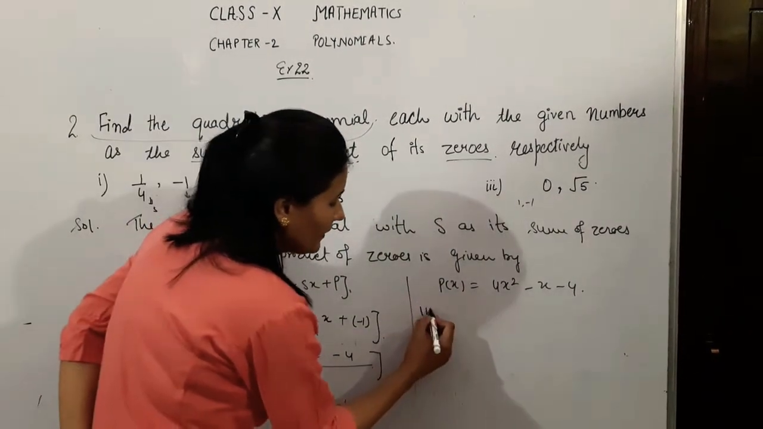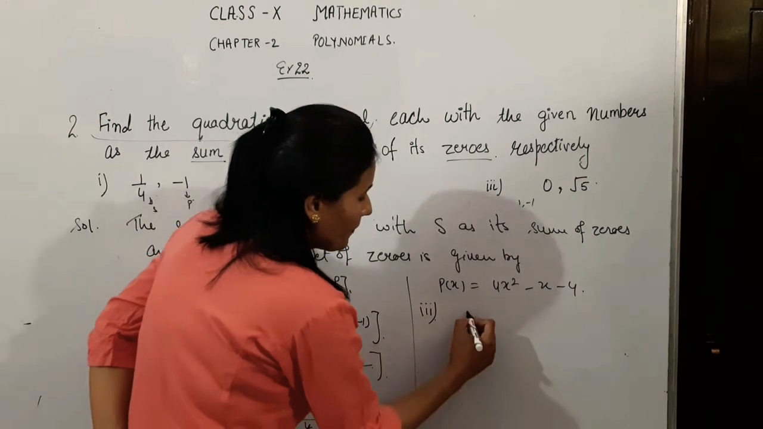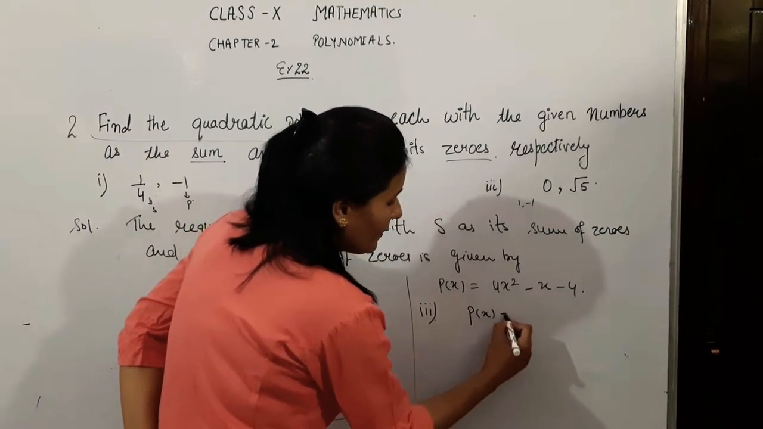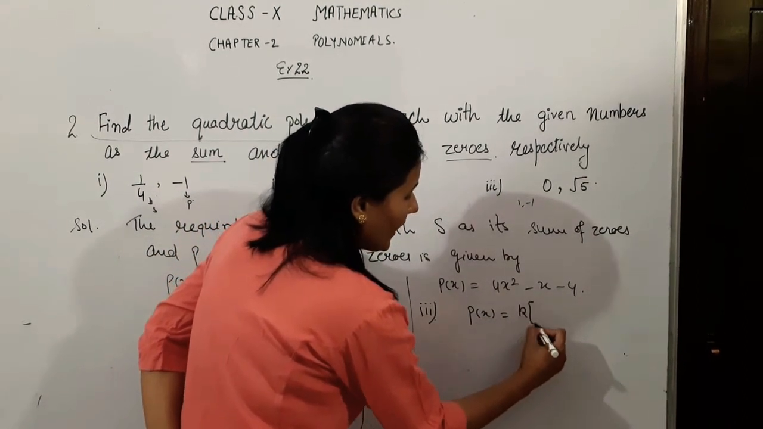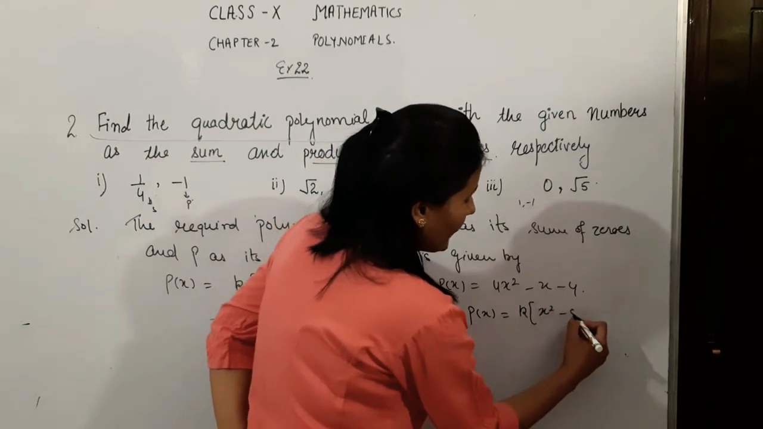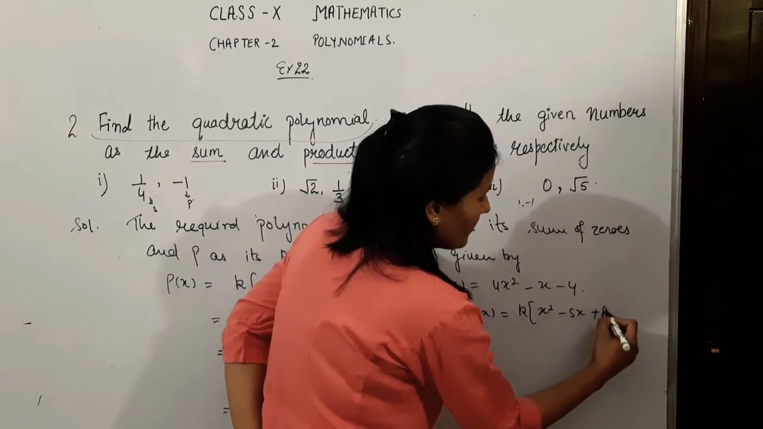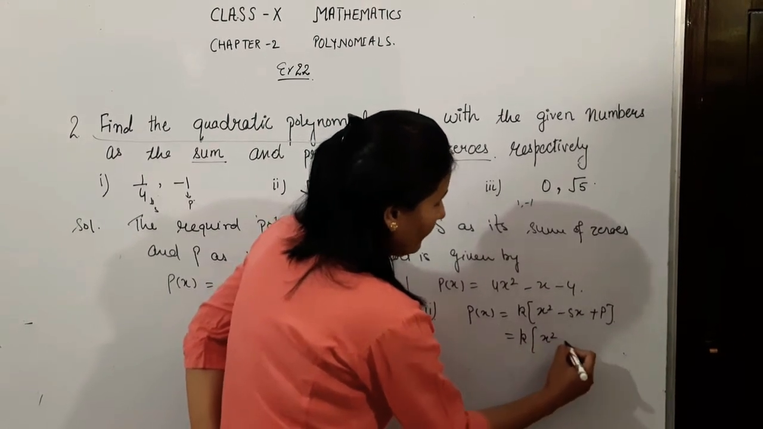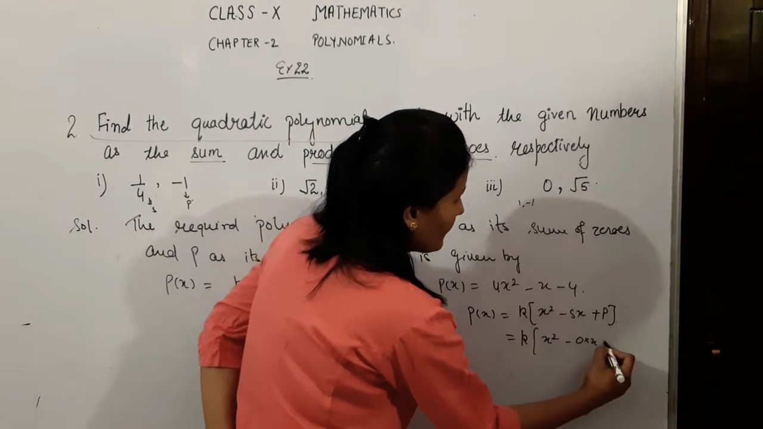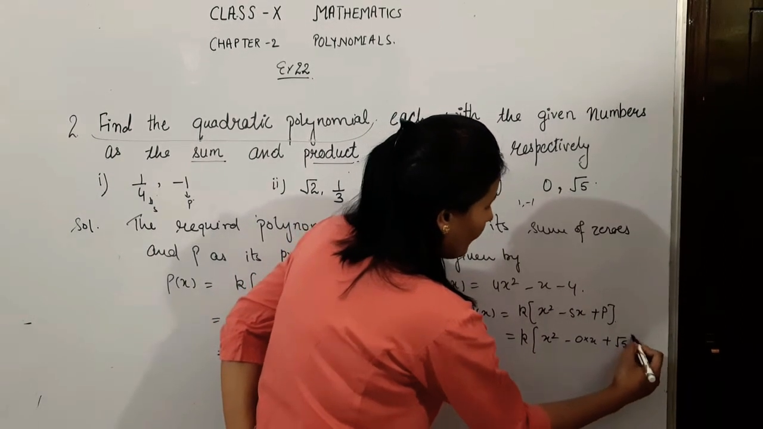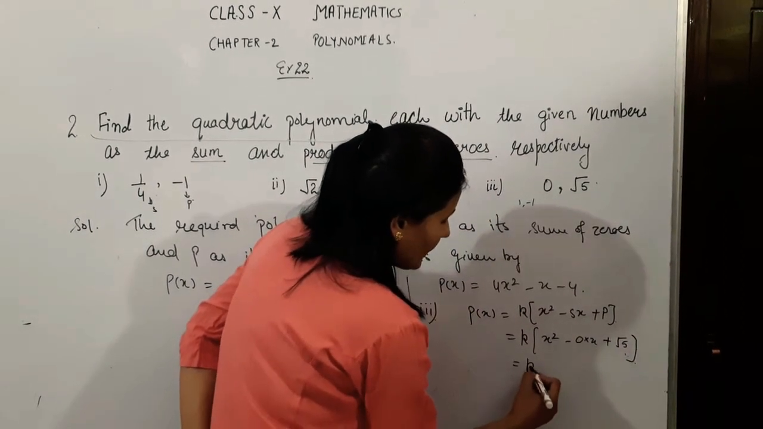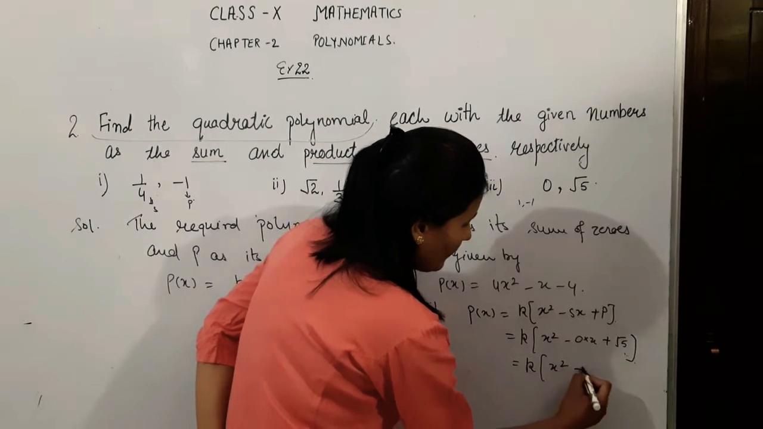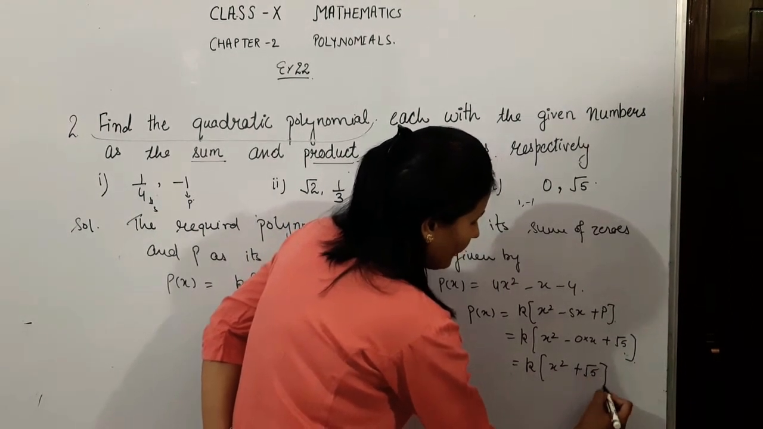So in the third part, how to do this? The polynomial p(x) will be equal to the same formula, k into x square minus sx plus p. Here put the values: x square minus 0 into x plus p, which is root 5. And it will become x square plus root 5.